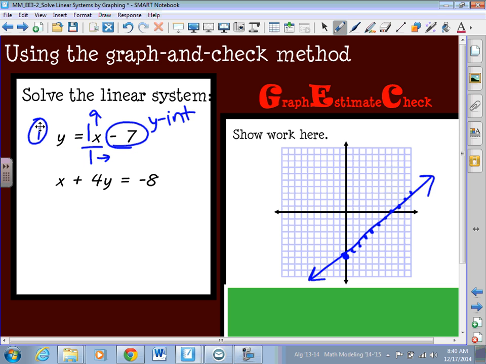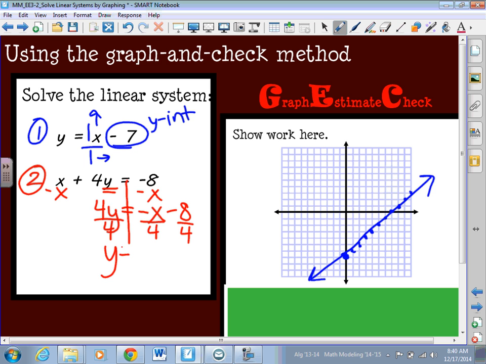Equation 2, is this in slope-intercept form? No, it's not, so we have to manipulate it, just like what we did at the very beginning of this unit. I'm solving for y. I need to get y by itself, so I need to subtract x on both sides. So I have 4y is equal to negative 1x minus 8. Then I have to divide every term by 4. So I end up with y equals negative 1/4 x minus 8 divided by 4, which is 2.